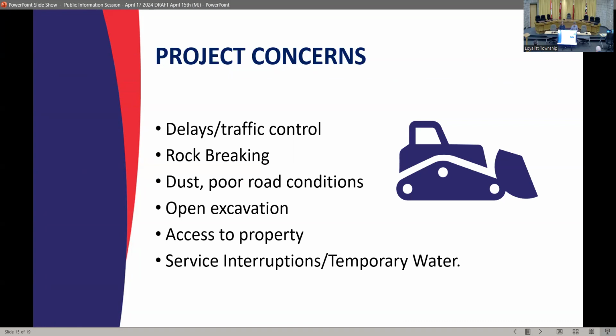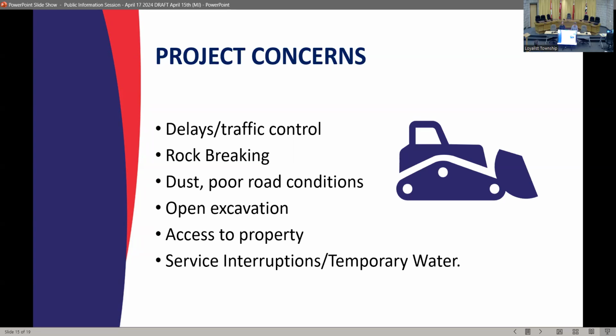So some common project concerns. Delays. So as I said, it's anticipated the contractor will keep one lane open at all times. For sure, Highway 2, County Road 2, Main Street will have, as a minimum, a single lane open at all times. For the other streets, there may be times during the project where there'll be only access to your property from one direction. So for example, if you live on South Street, depending on what work is happening, you may only be able to access your property from Potter Drive or from Creighton Drive, depending on where the work is happening.